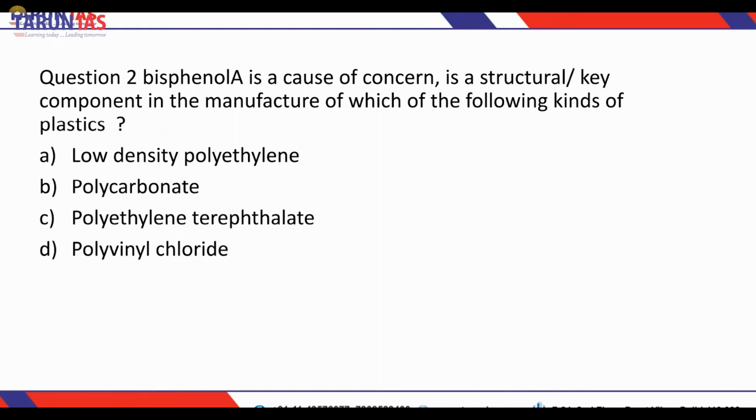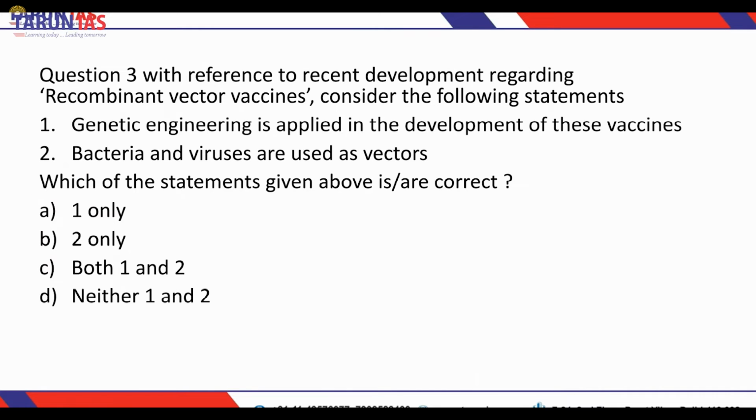The second question says, bisphenol A is a cause of concern, is a structural key component in the manufacture of which of the following kinds of plastics? Now basically this bisphenol A, this is a previous year question, and it is used in large quantities primarily in the production of polycarbonate plastics and epoxy resins. So B will be our answer. Now let's see the third question.